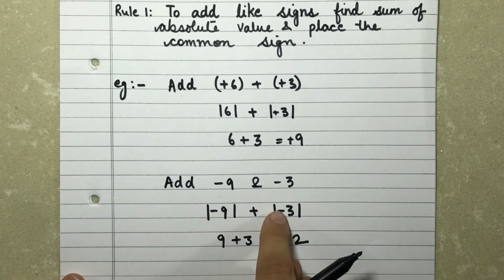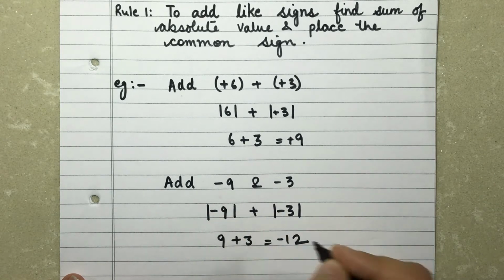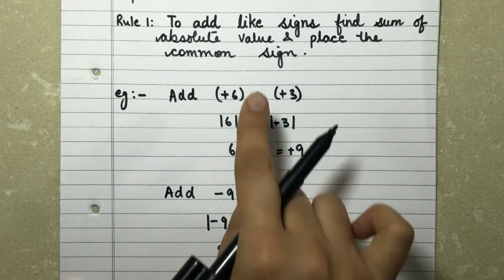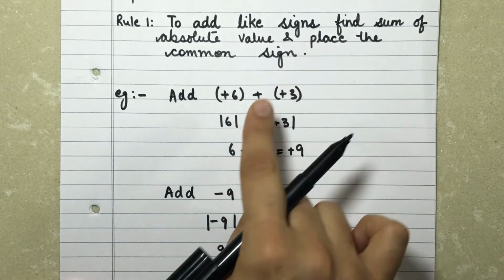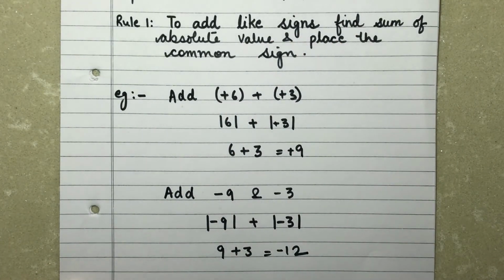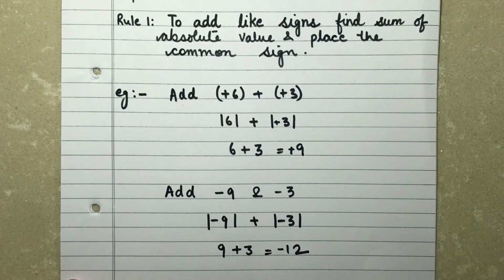Now what is my common sign here? The common sign is negative, so I am going to put a negative sign. This rule applies where you have like signs, that is, when both the numbers are positive or both the numbers are negative. Let's move on to rule 2.